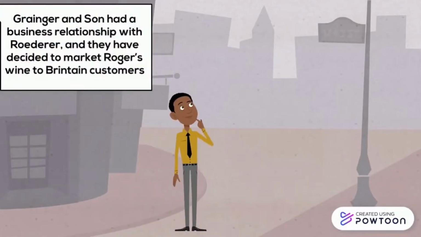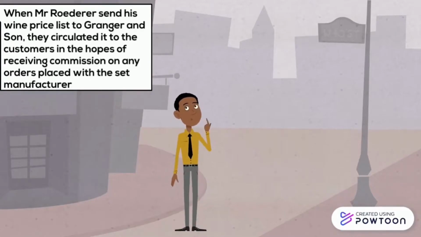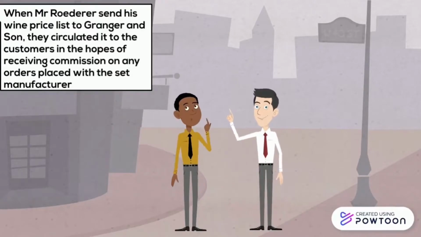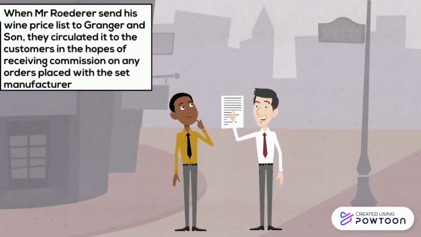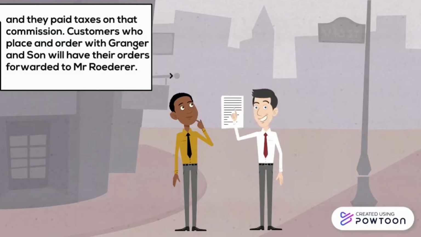Grainger and Son had a business relationship with Rodra, and they decided to market Rodra's wine to British customers. When Mr. Rodra sent his wine price list to Grainger and Son, they circulated it to the customers in the hopes of receiving commissions on any orders placed with the said manufacturer. And they paid taxes on that commission.